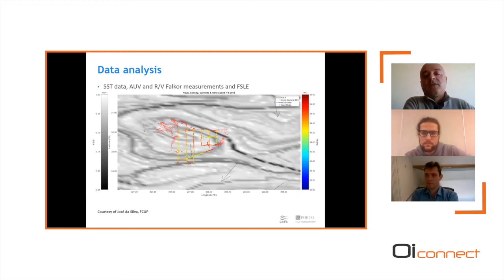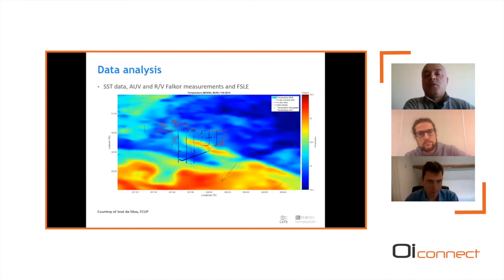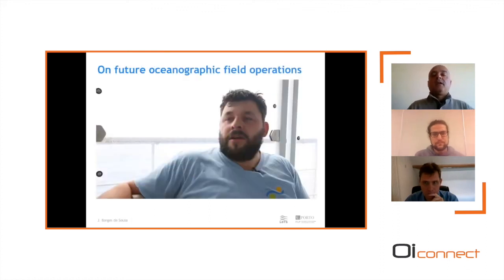And then again, there was a very interesting correlation between what you measured in situ and what was given by remote sensing data. In this case, finite size Lyapunov exponents that give you sort of the structure or the skeleton of the flow. The same thing with the SST data. So we were quite happy with what we achieved. We are still working on all the data. And now, finally, a few words about future oceanographic field operations.